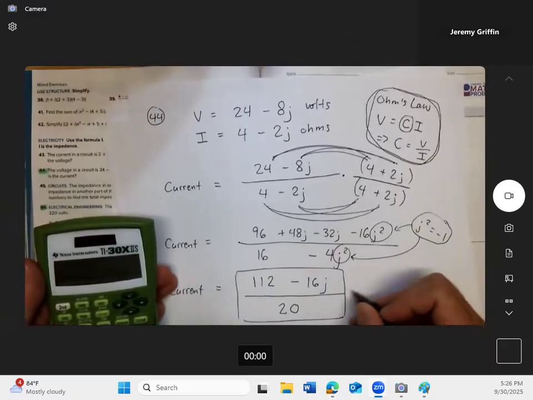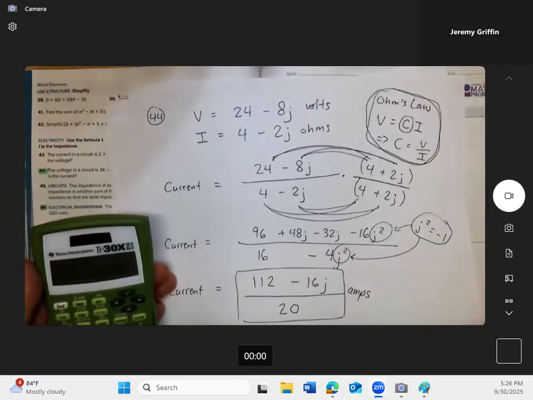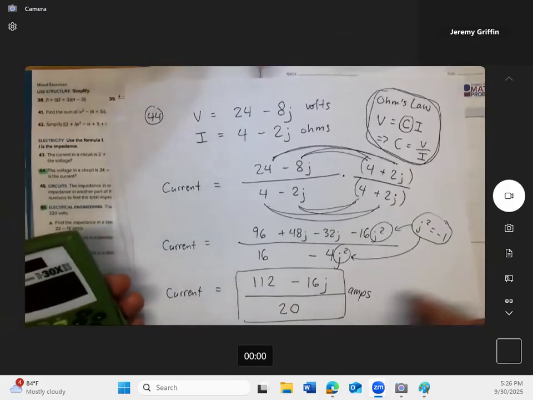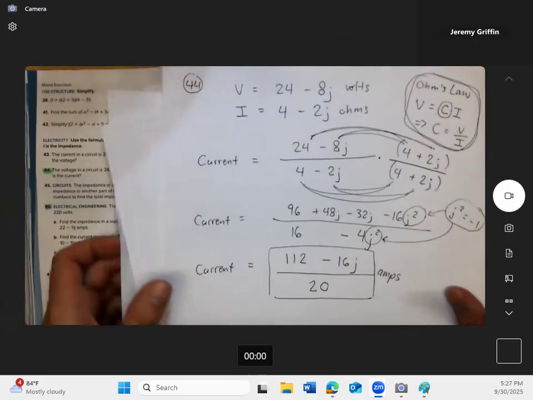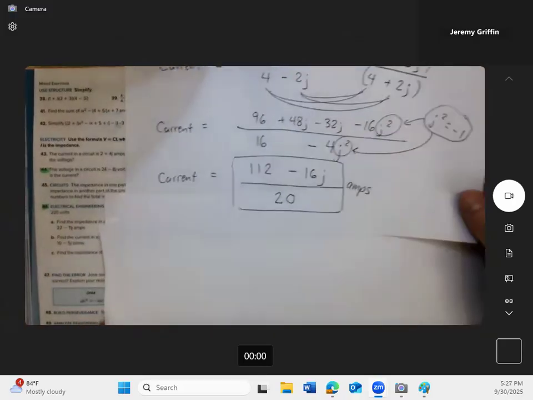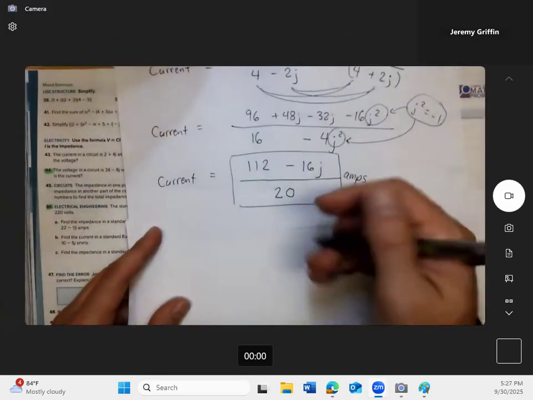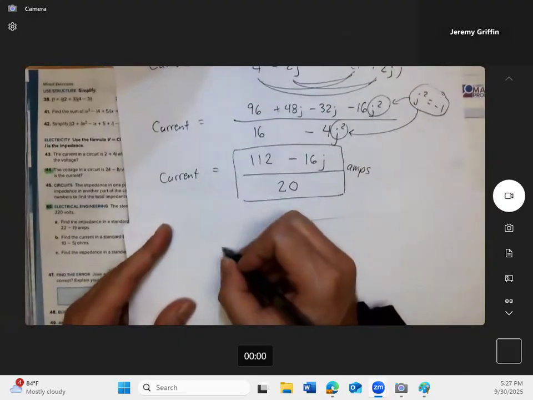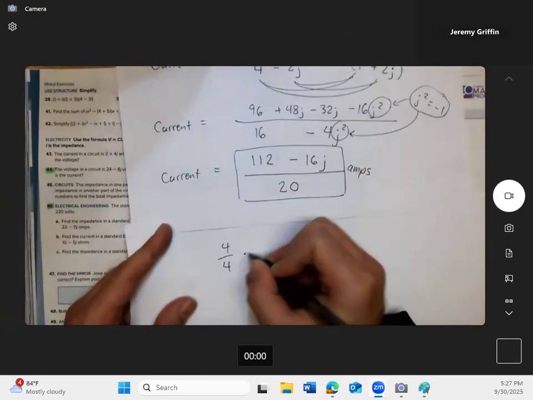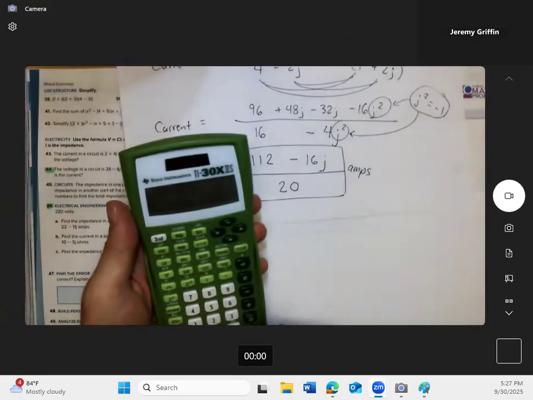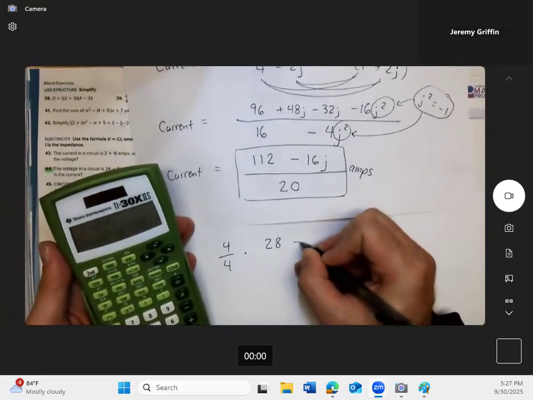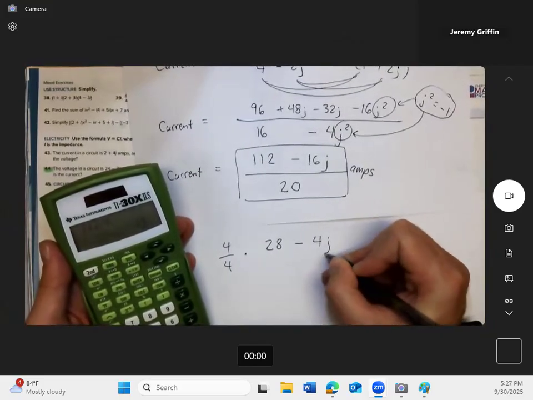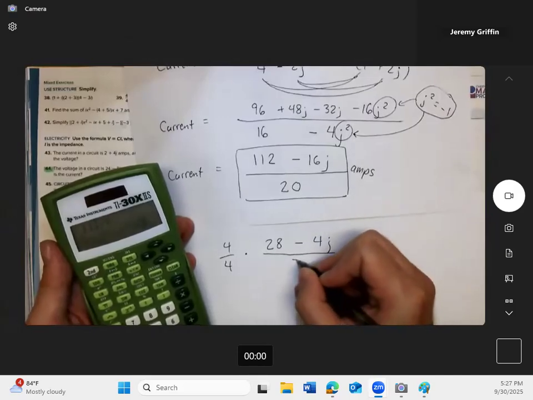Well, it'd be this many amps. How many amps right there? Actually, I could reduce that because all those numbers are multiples of 4, aren't they? Almost 4. So maybe I'm not quite done yet. Let's pull a 4 out of that whole thing. So 4 out of 4, and then what's 112 over 4? That's like 28 minus 4j. And this would be all divided by 5.